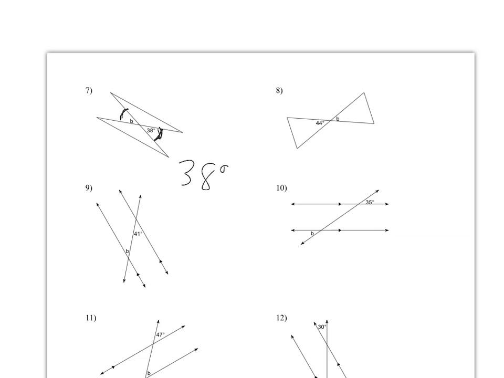Number 8 is also vertical. Again, we can see that we have those two intersecting lines where they're opposite each other. So that is 44 degrees. Number 9 appears to be alternate interior again, so that is 41 degrees. And number 10 is alternate exterior, so those are congruent. So that's 35 degrees.